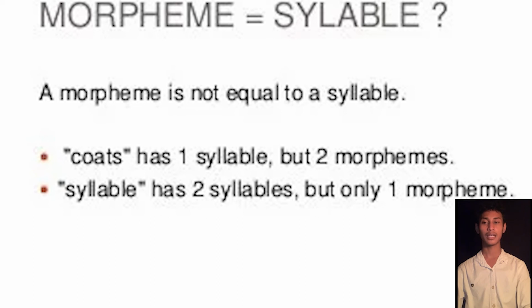Maybe it's like dolphin. Dolphin has two syllables and one morpheme. You cannot break dolphin into two morphemes, because dolphin has one meaning, but dolphin has two syllables, dol and pin.